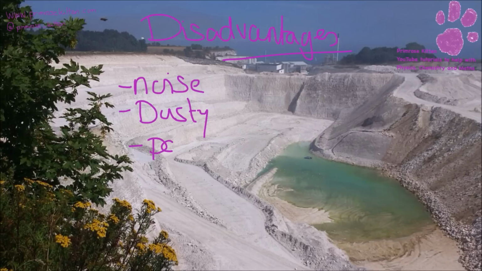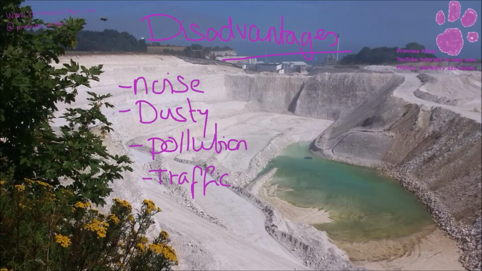There are lots of different types of pollution. So not only the noise pollution and the air pollution, but also the visual pollution. People don't necessarily like the look of it. There is going to be a lot of traffic from lorries going into and out of the quarry.